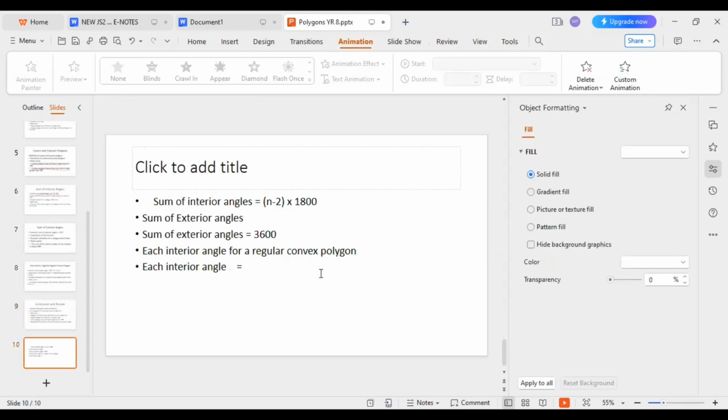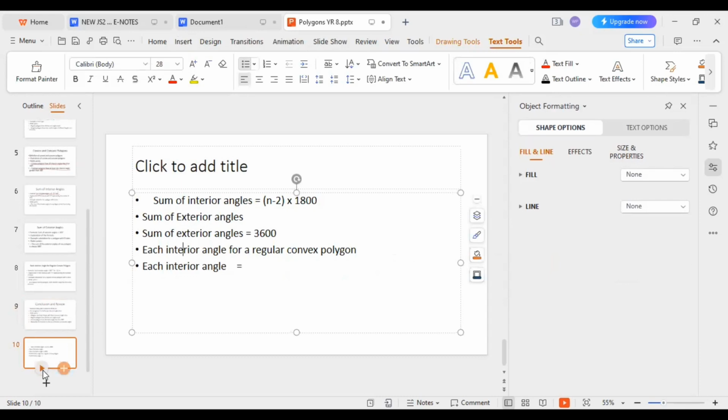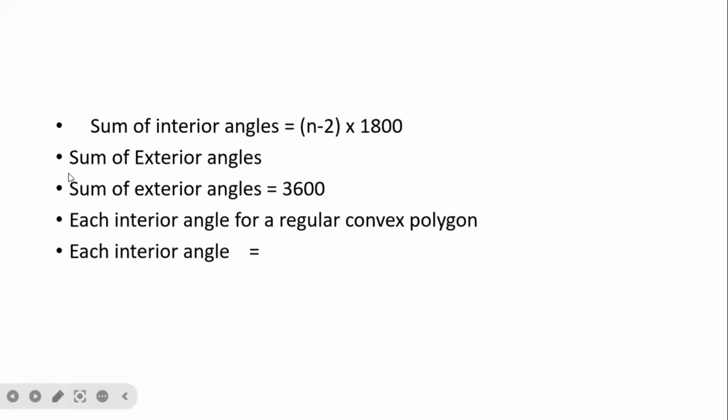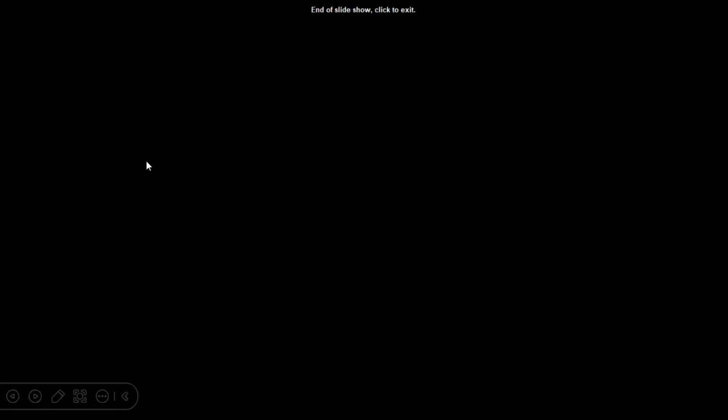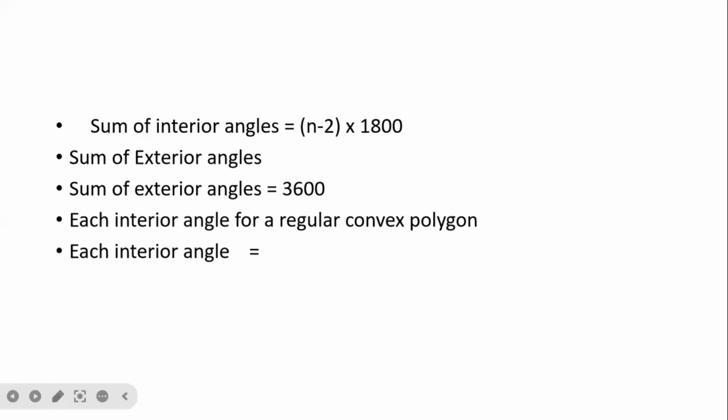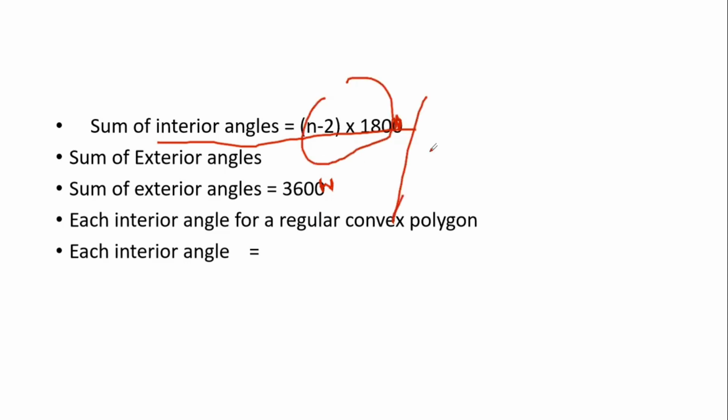Then we should now be able to remember the 3 basic formulas. First of all, the sum of the interior angles is n minus 2 multiplied by 180, where n is the number of sides. The sum of the exterior angles is equal to 360. Then each of the interior angles is simply the whole of this divided by n.